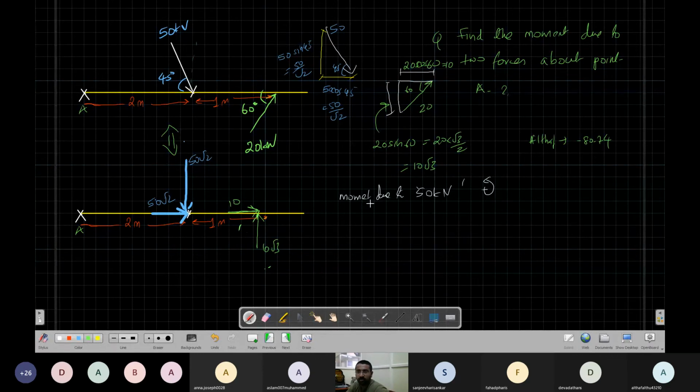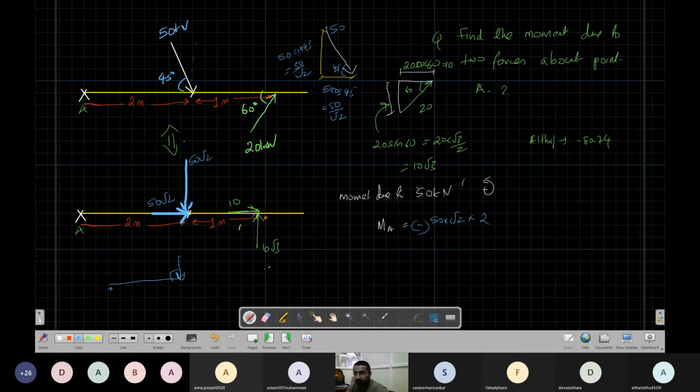Because of the first force, the 50 kilonewton force, what all moments do we have? First is this force, that is 50 root 2 into the perpendicular distance, which is 2. Now what is the sense of this force? This force is trying to rotate in the clockwise direction, so it is minus.